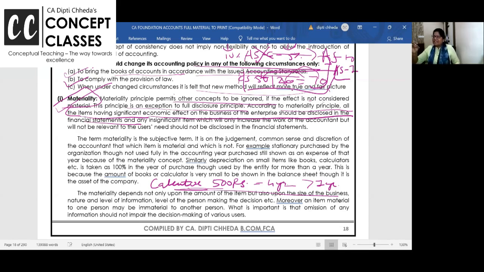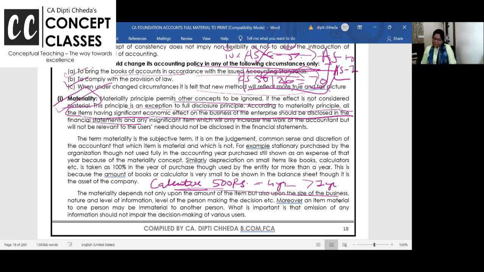Suppose a cashier has run away with the cash, 1,000 rupees लेके cashier भाग गया. Ma'am, कुछ important नहीं है, we'll write off in the miscellaneous expense. No, it's not a good impression. Let the people know loss due to embezzlement. You write it separate. Materiality.